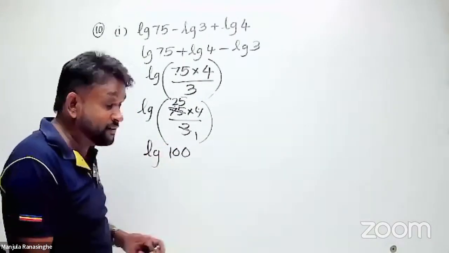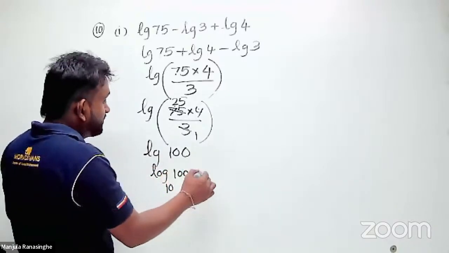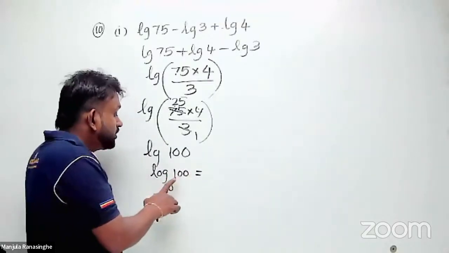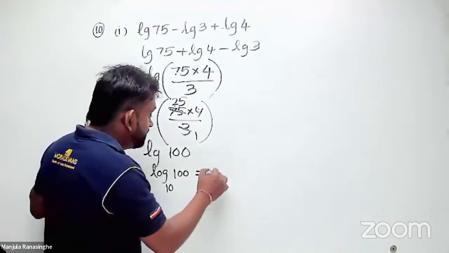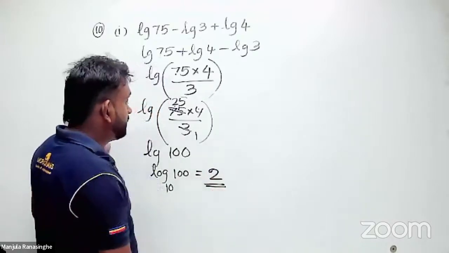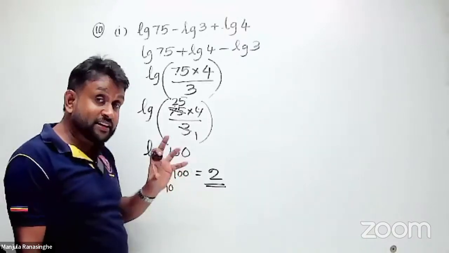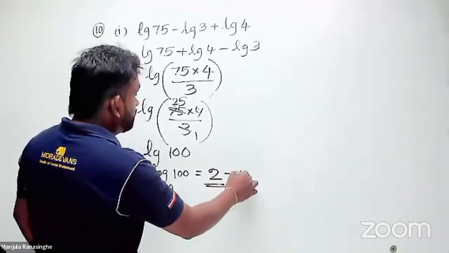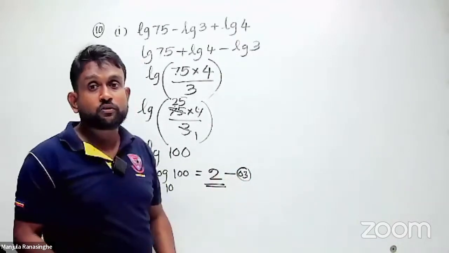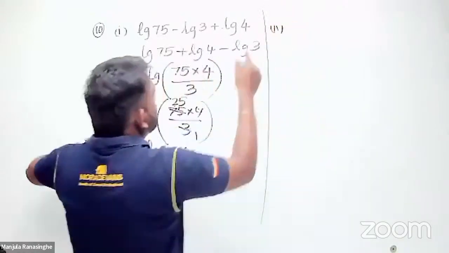lg means logarithm of base 10. So that means log to the base 10 of 100. So how to take the answer? 100 is which power of 10? That is 2. So the answer is 2. For that one you have 3 marks. Now we are moving to part 2. Okay, understand the logic.